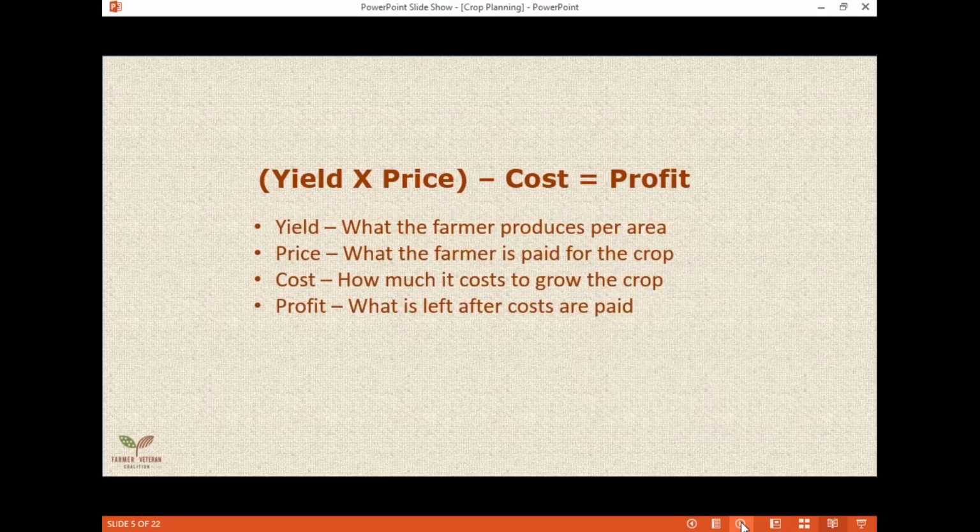The equation we started out last week on was yield times your price minus your cost equals your profit. That's what you need at the end of the day. Your yield is what you produce per area. Your price is what you sell your product at. Your cost is the cost of producing it, including your time. Your profit is what is left over.